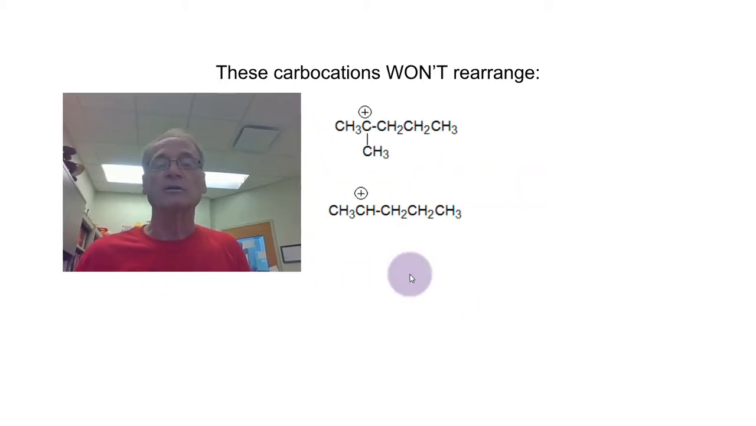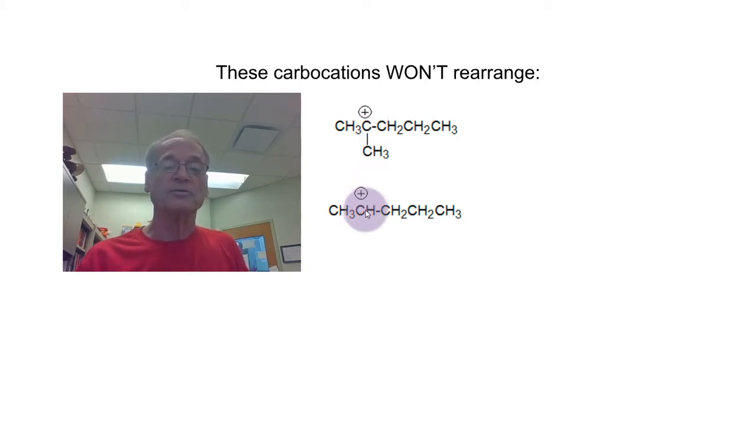Not every carbocation will rearrange, as I've implied. It only happens if you can go to a better carbocation. So this one, perfectly fine carbocation, it won't rearrange. Why not? Because it's already tertiary. Notice that that carbon has 3 other groups attached, therefore it won't rearrange.